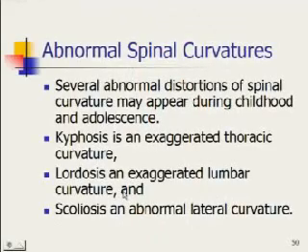Abnormal spinal curvatures can occur. Several abnormal distortions of spinal curvature may appear during childhood and adolescence. Kyphosis is an exaggeration of the thoracic curvature. Lordosis is an exaggeration of the lumbar curvature, and scoliosis is abnormal lateral curvature.